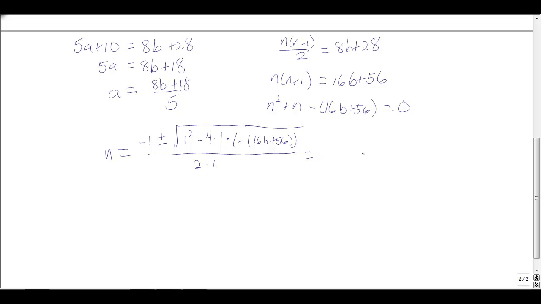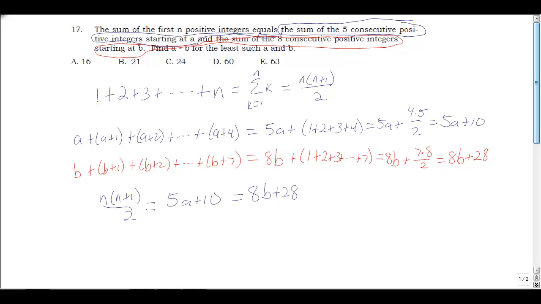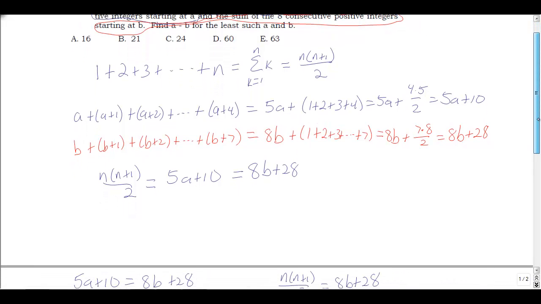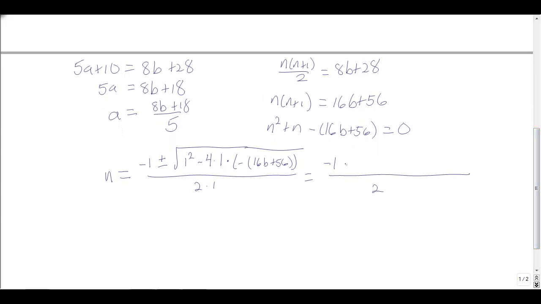I'm just going to simplify this a little bit. Negative 1. On the bottom we have 2. Now, we have plus or minus this square root. If you go back up to the beginning, we know n, the sum of the first n positive integers, has to be positive. And so that means we better get a plus square root, otherwise we'll get a negative on top, positive on the bottom, which will give us a negative answer. So we know in this case we have to get the positive square root.